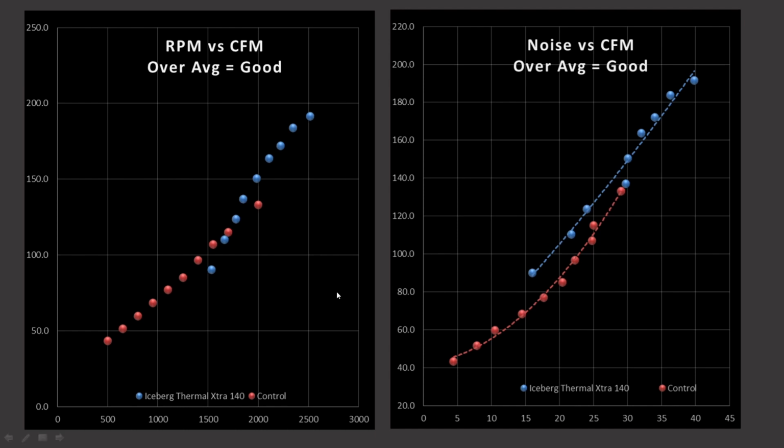So how does it compare against my control? Well, here the IceGale Extra is actually doing pretty well. Again, at lower RPMs, relatively speaking, it's not as good, but as RPM increases, it gains a lot of efficiency. It really shows in this graph. In terms of the noise value, though, here it actually does pretty well, surprisingly. It is outperforming my control fan in noise versus CFM. So it's a very different result than what we saw with the CPU cooler.